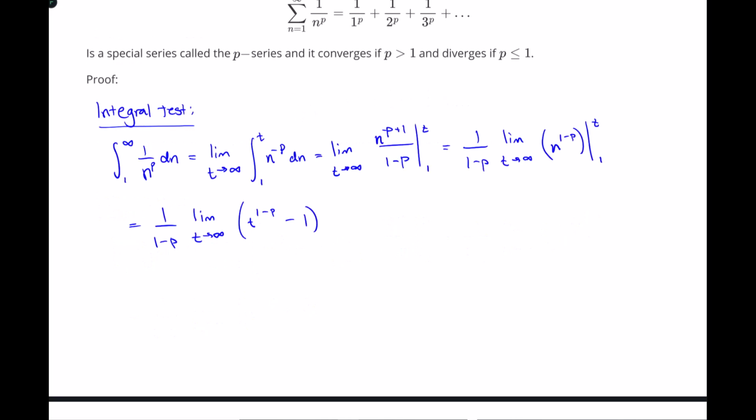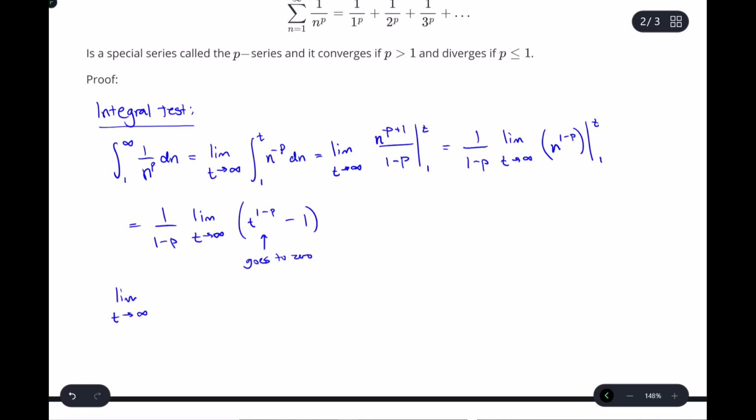Now, for the integral test to be satisfied, this result needs to be a real number. In order for that to be a real number, what we need to happen is for this term right here to go to 0. So what we want to happen here is we want the limit as t goes to infinity of t to the 1 minus p to be equal to 0.